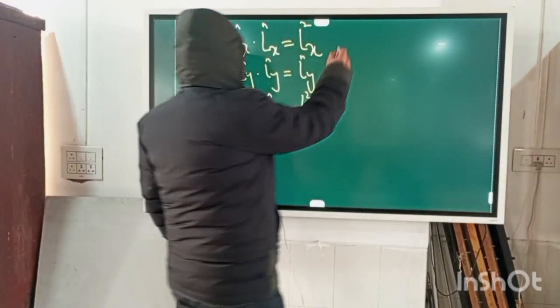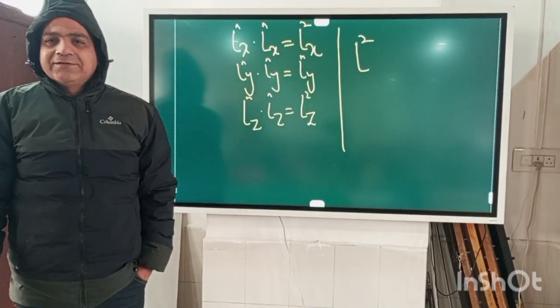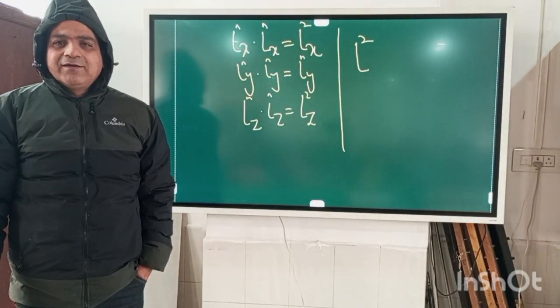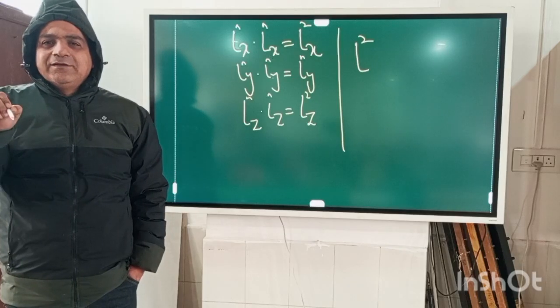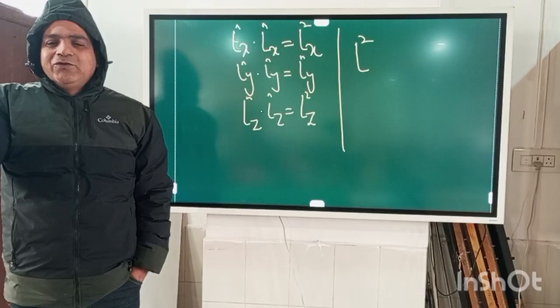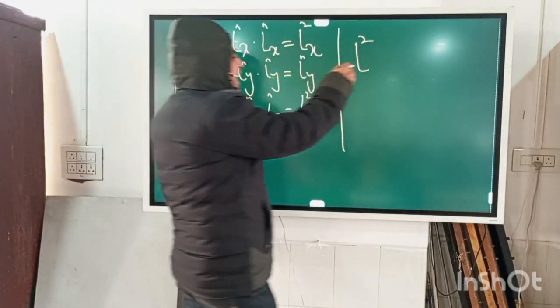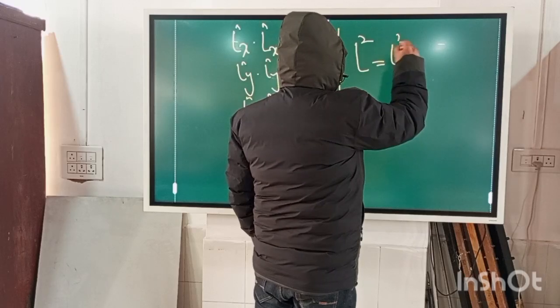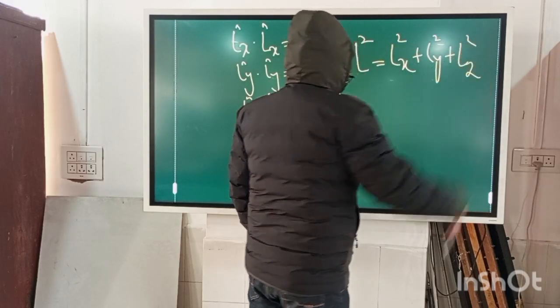Now, what is L square? Come on. What is L square? Yes. What is r square? Come on, Ikra. If you have to find the magnitude of r in actual vectors, you have x square plus y square plus z square. So L square will be what? It will be Lx square plus Ly square plus Lz square.